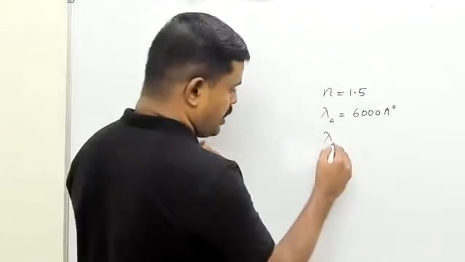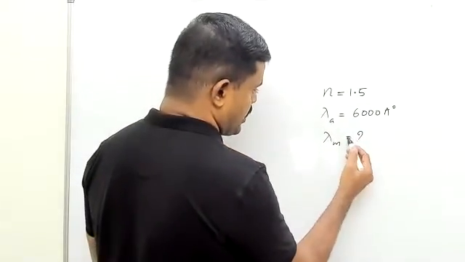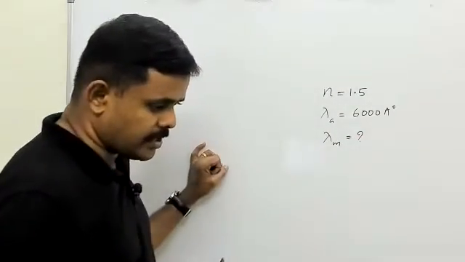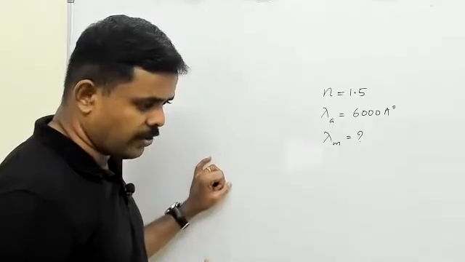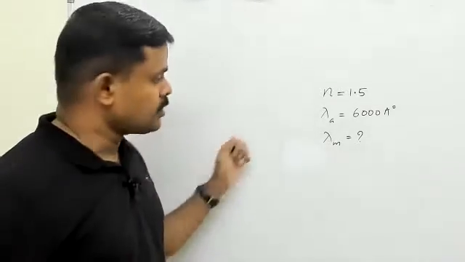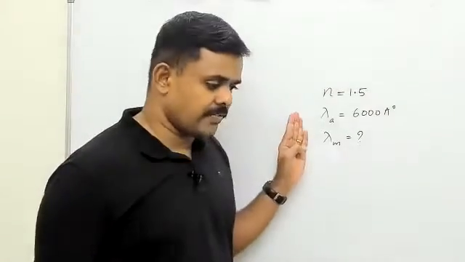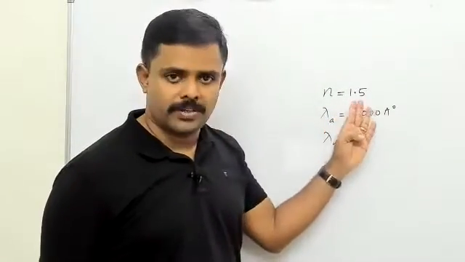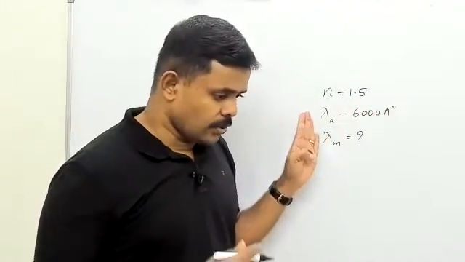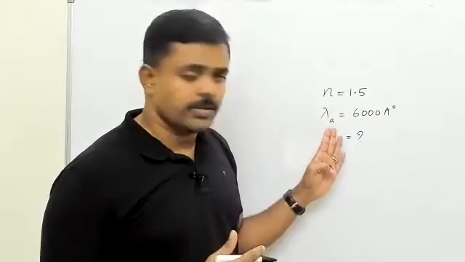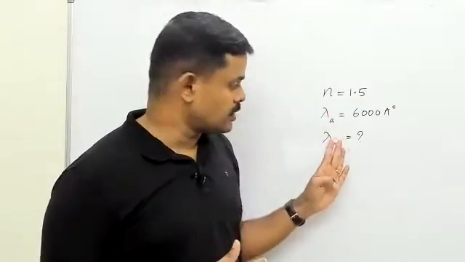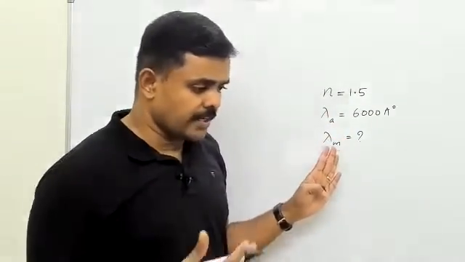You've been asked to find what? The wavelength in the medium. Let us check it out again. What is the question? Find the wavelength of light when it passes through glass. So wavelength in air is given. Read it again. The refractive index of a certain kind of glass is 1.5, and the wavelength in vacuum is 6000 angstrom. So you have to find the wavelength when it passes through glass.